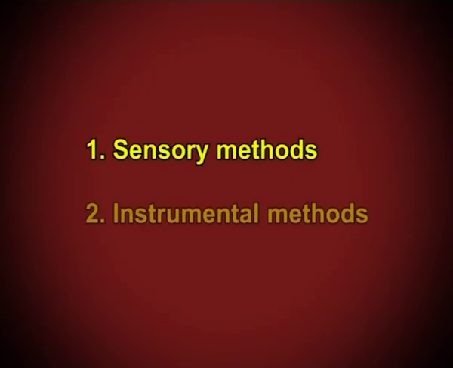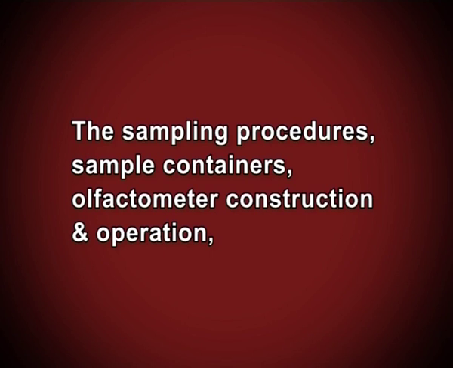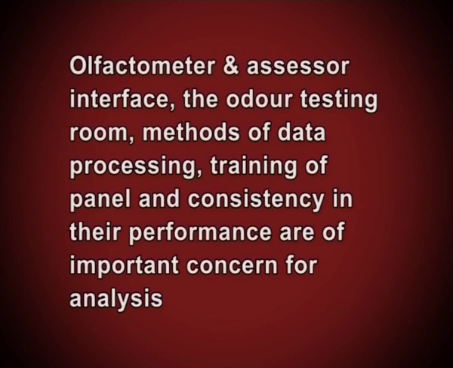Broadly, odor measurement can be carried out by two methods. First is the sensory methods and second, instrumental methods. Repeatability, reproducibility and accuracy have to be accomplished with any method. The sampling procedures, sample containers, olfactometer construction and operation, olfactometer and assessor interface, the odor testing room, methods of data processing, training of panel and consistency in their performance are of important concern for analysis.